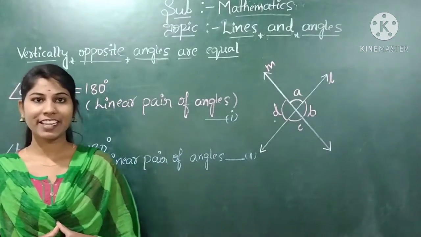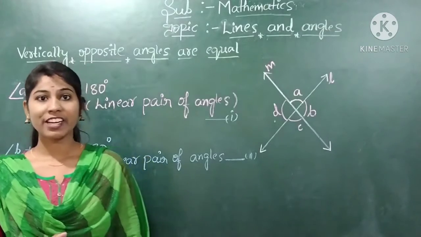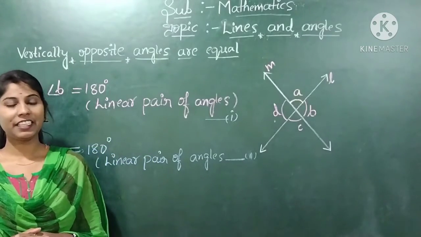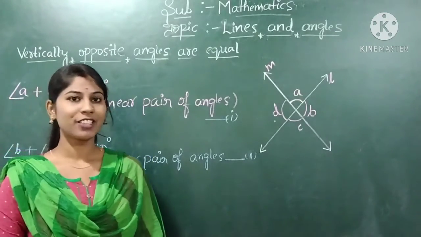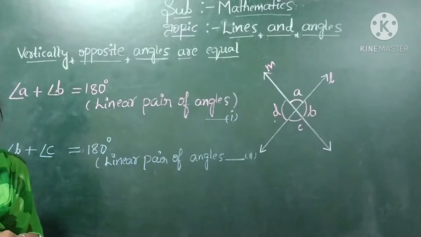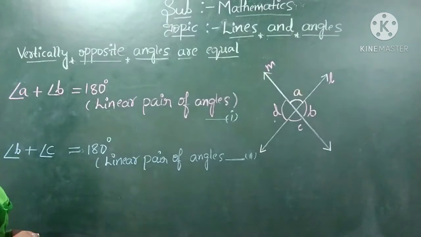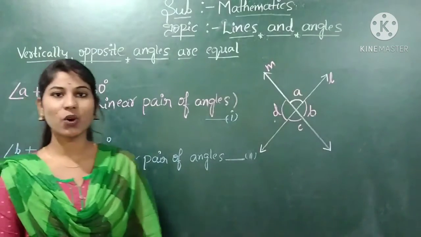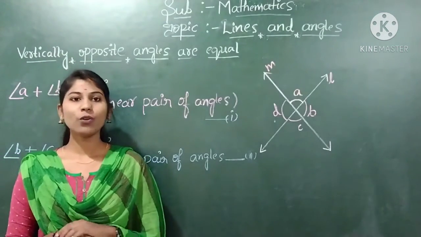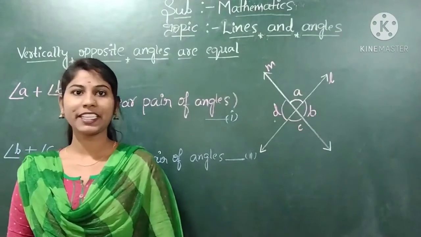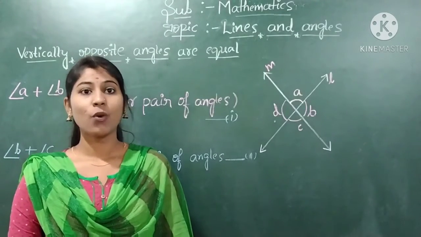So in a previous class we have discussed adjacent angles and linear pair of angles. Today's class we are going with another important concept, that is vertically opposite angles are equal. You already have an idea about vertically opposite angles.